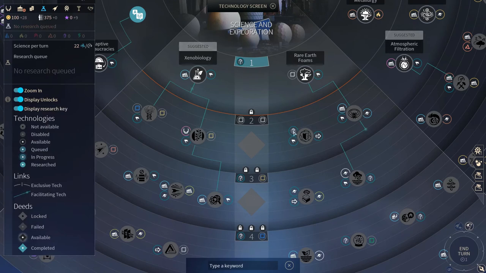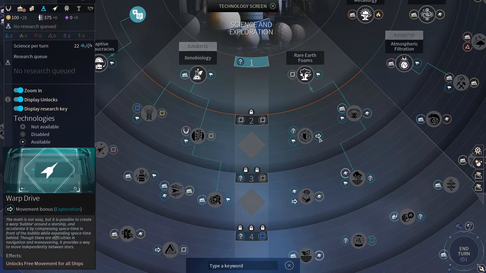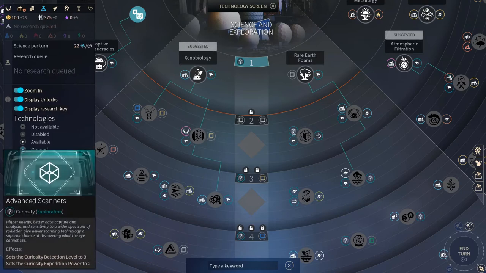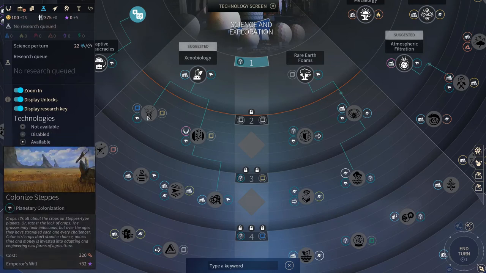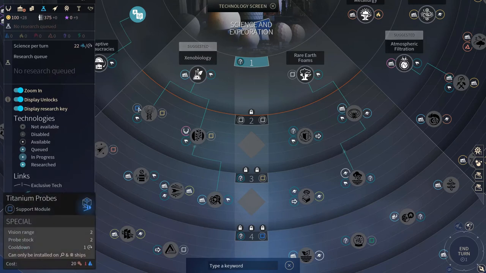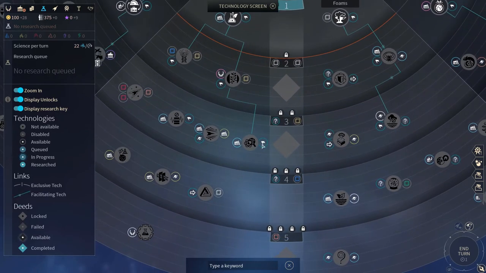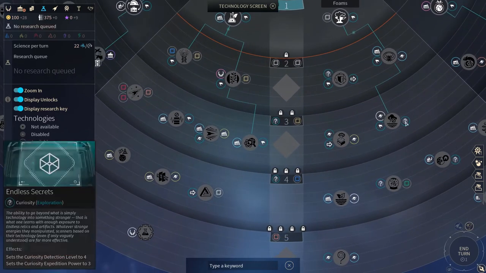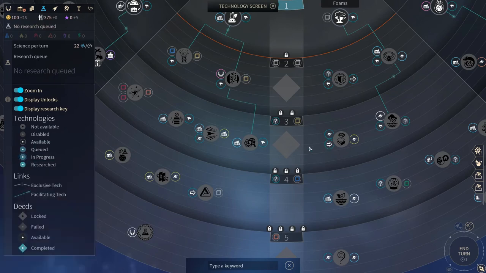In the second stage, you might want to pick the baryonic shielding for the extra movement in warp drive, the advanced scanner for more exploration, and if you have some strategic resources, I would advise also looking at chin bacteria for the improved probes, which we talked about in a previous episode. In the third stage, you also want to look at the different types of planets you can colonize. You will want to unlock endless secrets to make more exploration. You might want to reveal and enable the use of wormholes, so that technology as well.